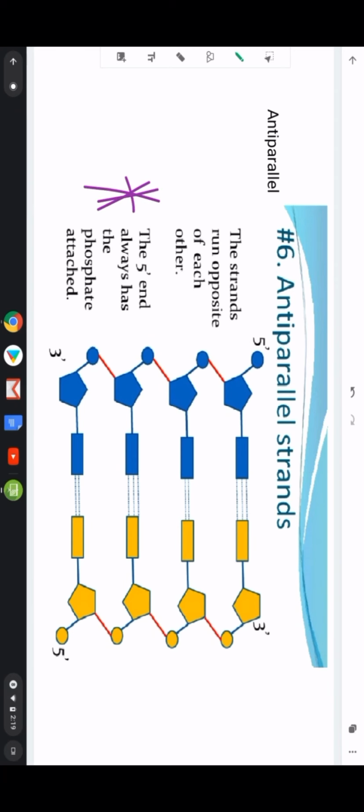If your teacher were to give you a DNA strand and ask you where the 5' end is, you just have to look for the phosphate group that is like this. Because as you can see with the 3', there is no phosphate group. And furthermore, the strands always run opposite each other because it is anti-parallel, because you have to have the opposite bases pairing with one another.